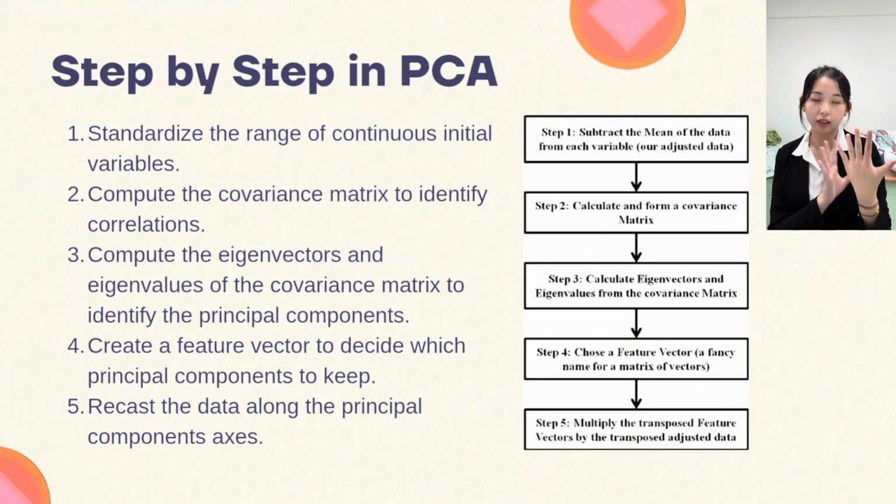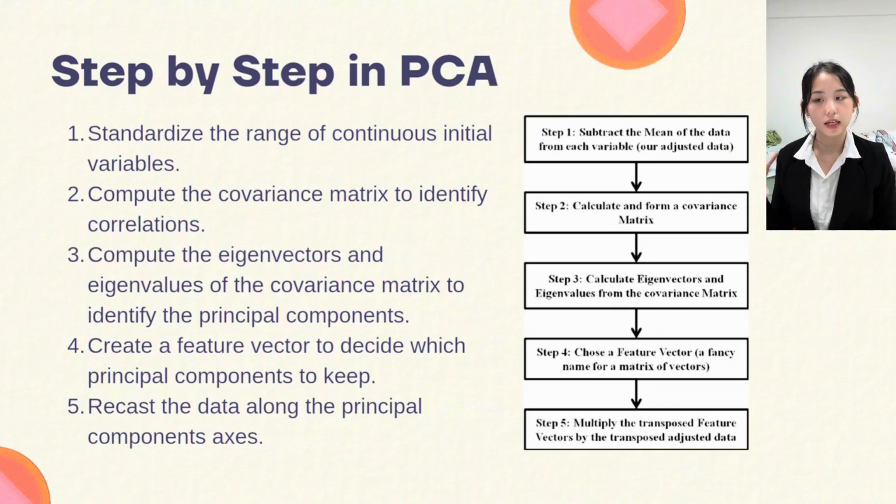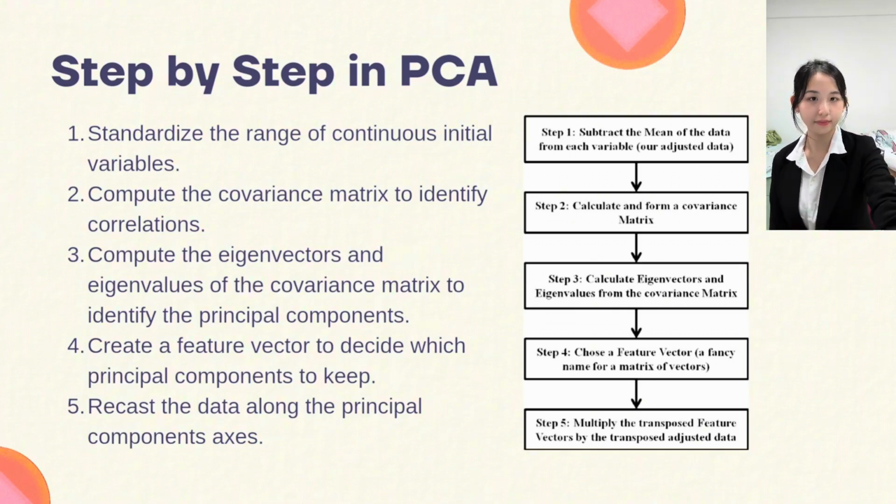And lastly, the fifth step is recast the data. Finally, the data is projected onto the new axes defined by the selected principal components, and this recasting simplifies the dataset, making it easier to visualize and analyze while retaining most of the essential information. This structured process helps transform complex datasets into simpler forms, enabling more efficient analysis and visualization while reducing redundancy.